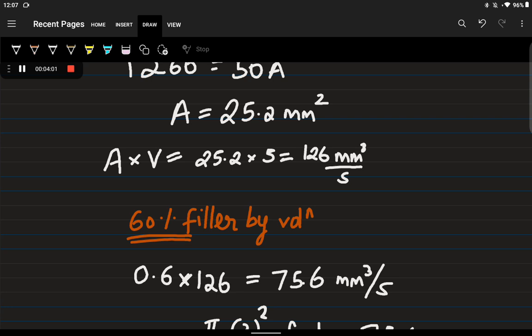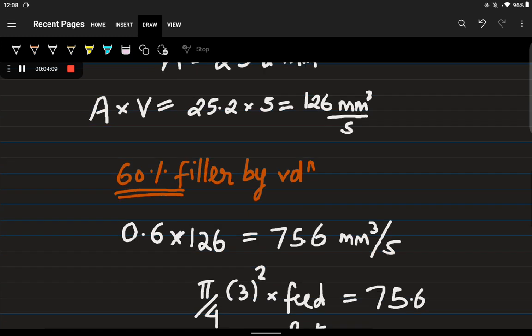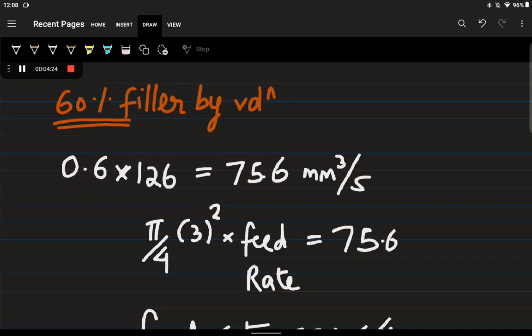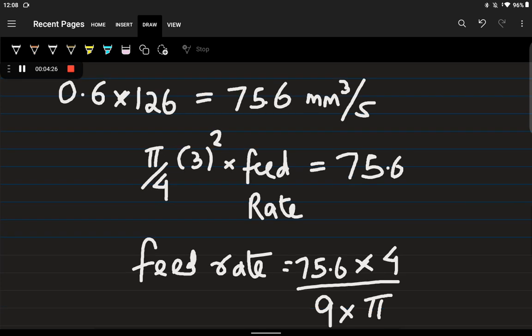So the filler wire is actually melting. It is a consumable filler welding process, as you can see. So 60% of the total volume is made up of filler wire. Multiplying 0.6 with the total volume that we have, 126, we will have 75.6 mm cube per second. From this, I think you can proceed. It is easy. Next is the easy step.